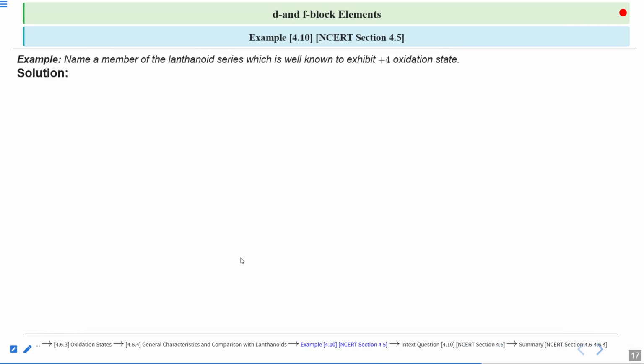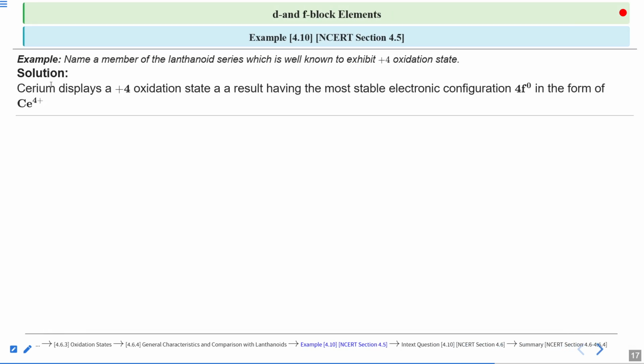So for this example, we have seen cerium that is going to display a +4 oxidation state, as a result having a more stable electronic configuration, that is 4f0 in the form of Ce4+. Because when cerium loses its 4 electrons, 2 from 6s2, 1 from 5d1 and 1 from 4f1, it is going to attain the noble gas configuration of xenon, which is a stable configuration. So cerium displays a stable +4 oxidation state, which is a member of the lanthanoid series. So the correct answer for this example is cerium.